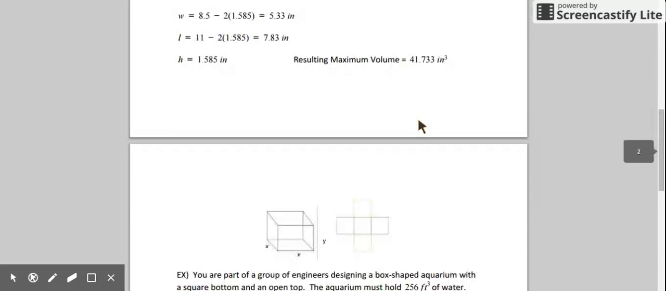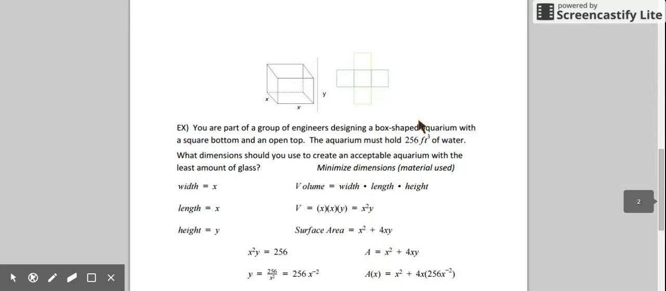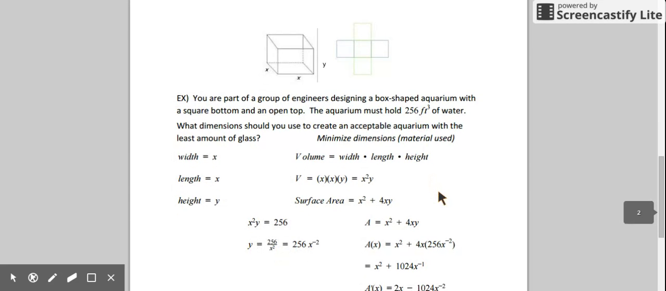Let's try another example. This time we're going to imagine that we are in a group of engineers designing an aquarium. So an aquarium is not going to have a lid, at least using the material that we use for the sides and the bottom. It's going to have a square bottom, so that's going to be specific, and an open top. And we know that we want our aquarium to hold a volume of 256 cubic feet of water.